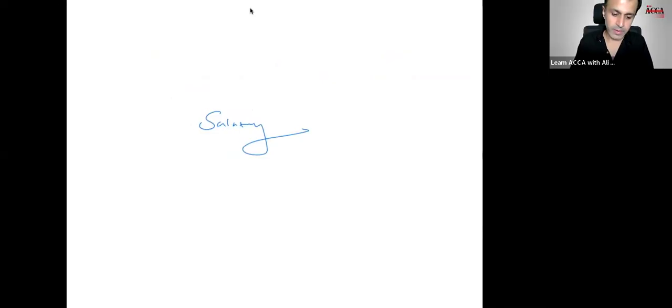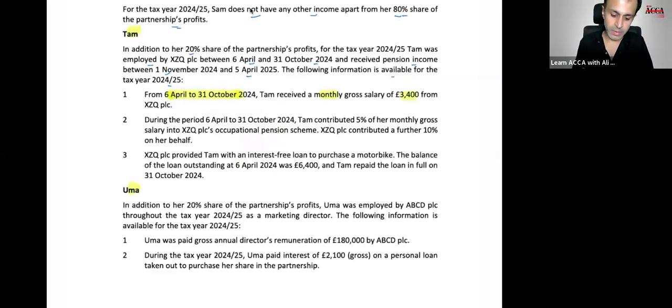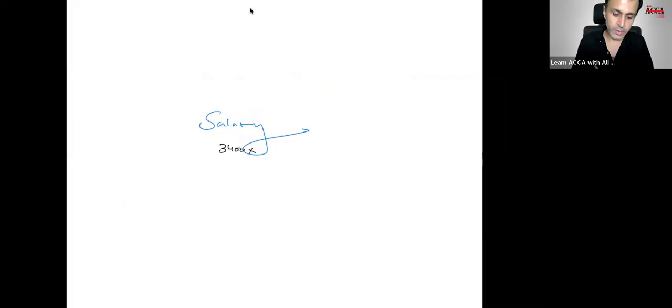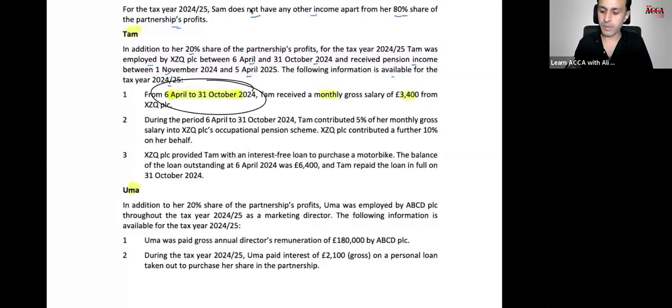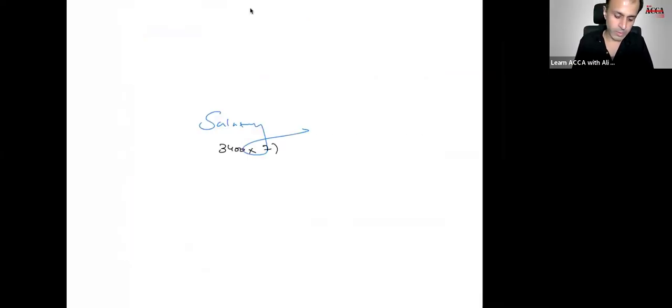So this is the working on the same page we can perform. It takes on the first the salary. The figure for the salary is 3,400 a month. How many months do I have to multiply this by? It all depends upon the number of months: April, May, June, July, August, September, October, 7 months. So when I multiply this by 7 months, 3,400 multiplied by 7, the figure is 23800.